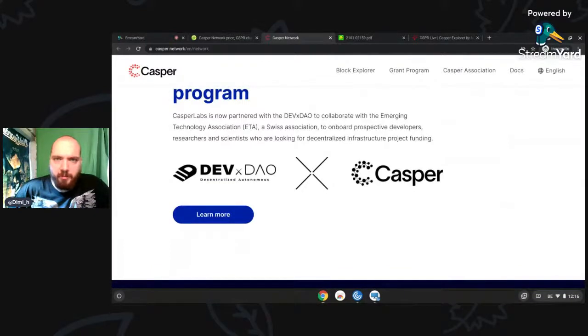Rediff XDAO to allow collaboration with the Emerging Technologies Association, ETA, the Swiss association, to onboard prospective developers, researchers, and scientists we're looking for. Okay.